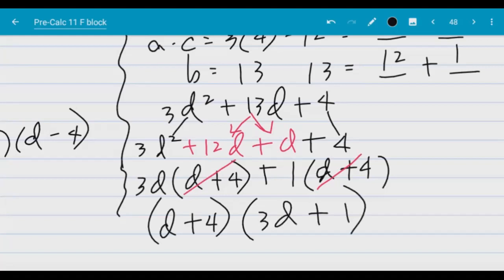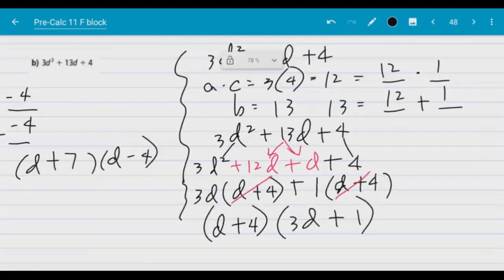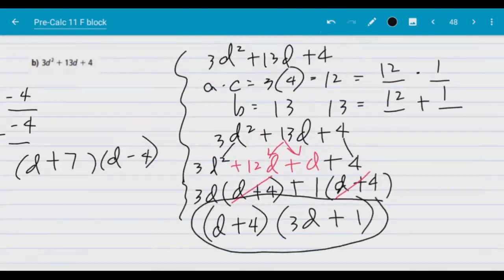All right, so we were able to factor the original expression, which is 3d squared plus 13d plus 4, and we came up with this. We are trying to figure out whether d minus 4 is a factor, and as you can see, it is not, so the answer is no. Okay, so that's your get started and check your understanding number 1.